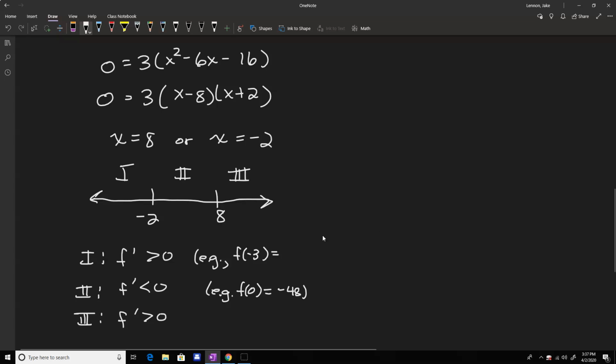Oh, no, sorry, I messed that up. 3 times negative 11 times minus 1, we would get positive 33. So f prime of negative 3 is positive 33. And in the last region, we could plug in just some number bigger than 8. So maybe we plug in 9, and we would get positive 33 there.